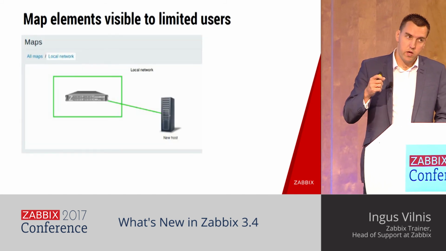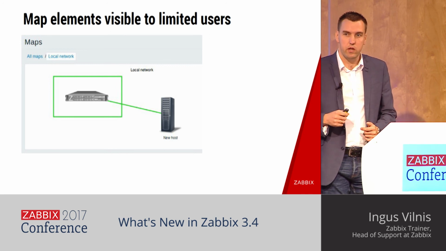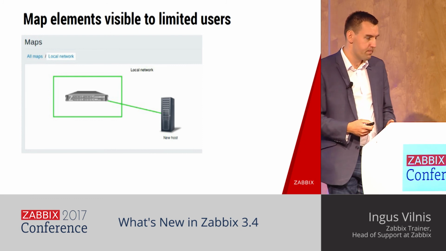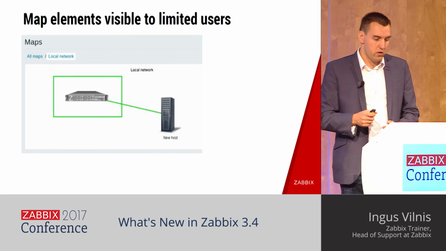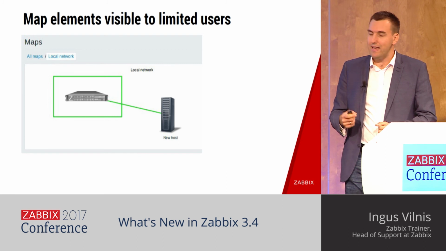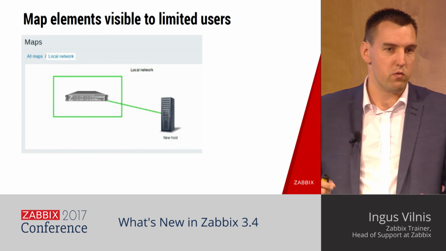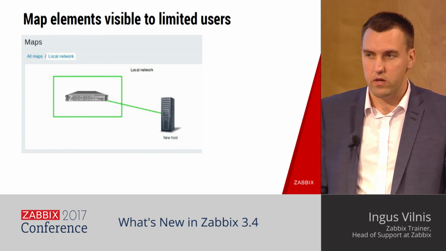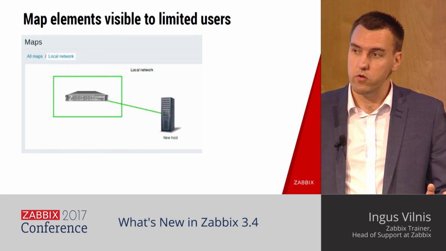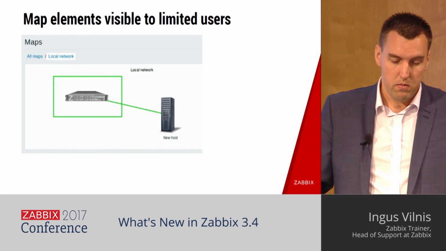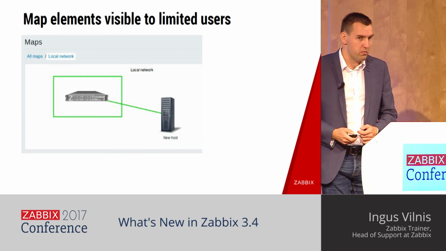Also previously, if you were a limited user, and there was a map which contained elements which you were not allowed to see due to Zabbix permissions, you didn't see the map at all. Well, now you can, because there is a functionality which shows a grayed out element on the map. You can't see the name, you can't see what this element is, but you see that there is something. And yet you still see the map. So if you have created a nice map and you want to show this to your limited users as well, but at the same time hide your customer info or something, now this is possible.